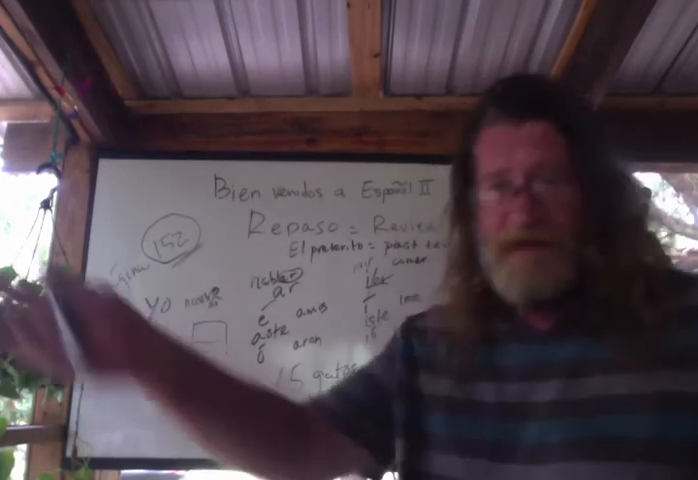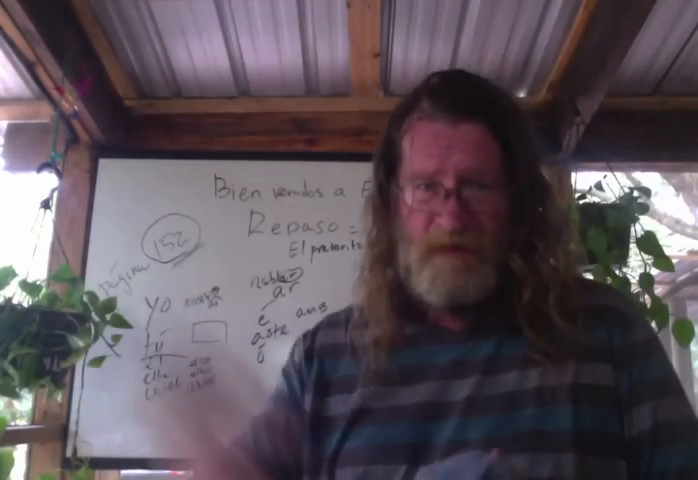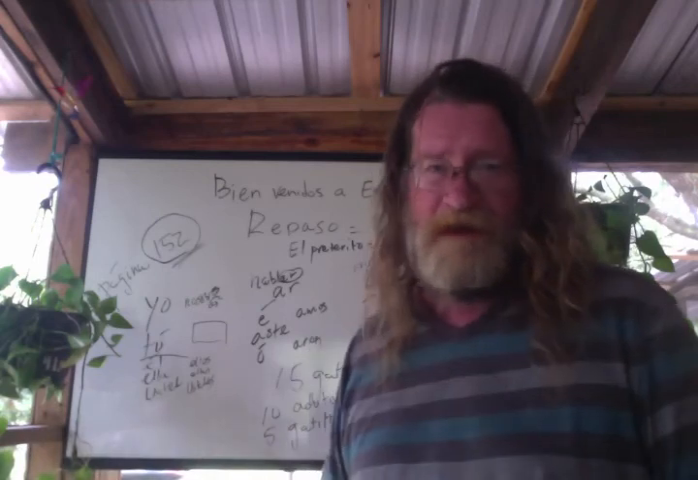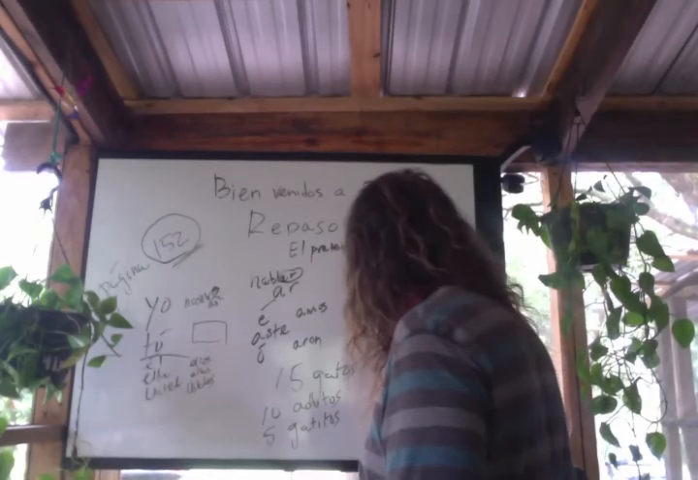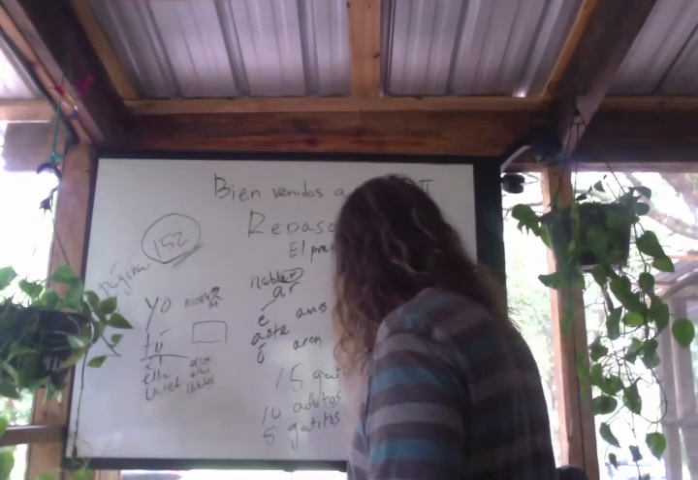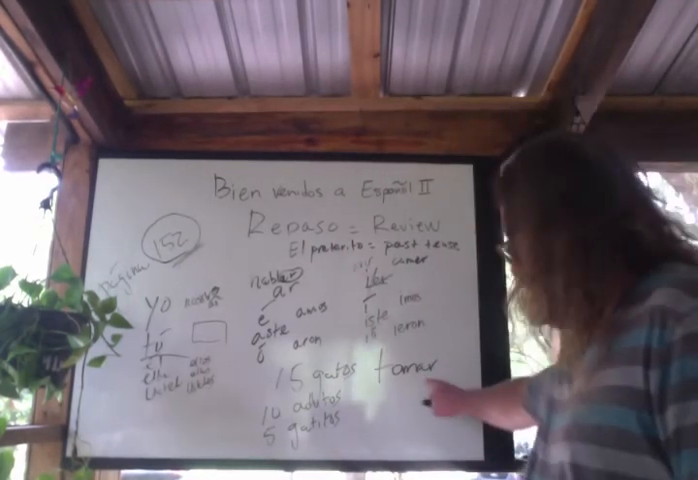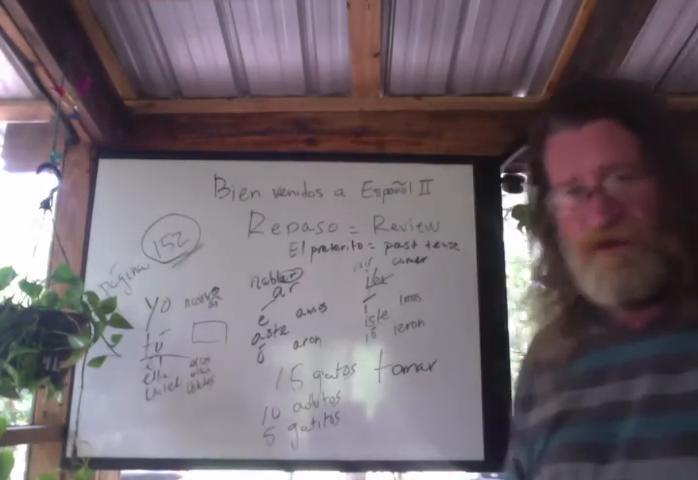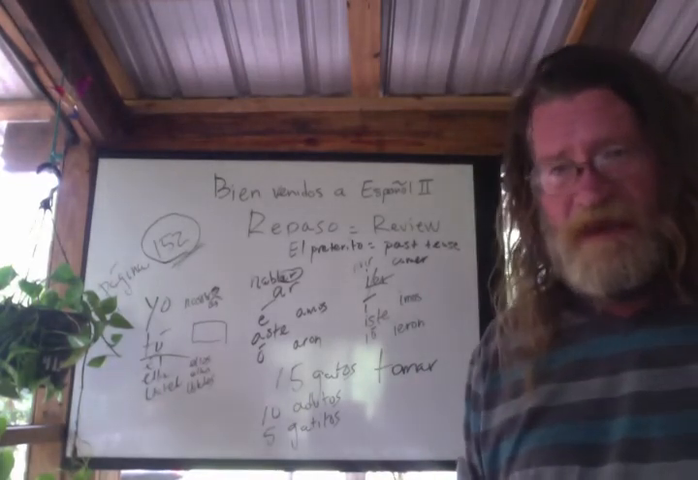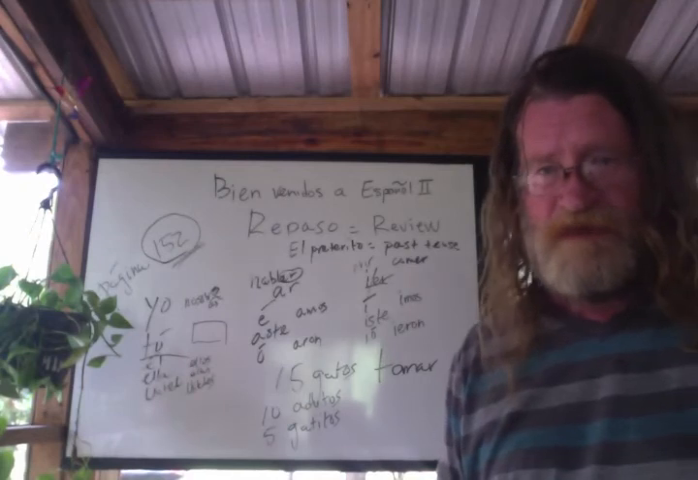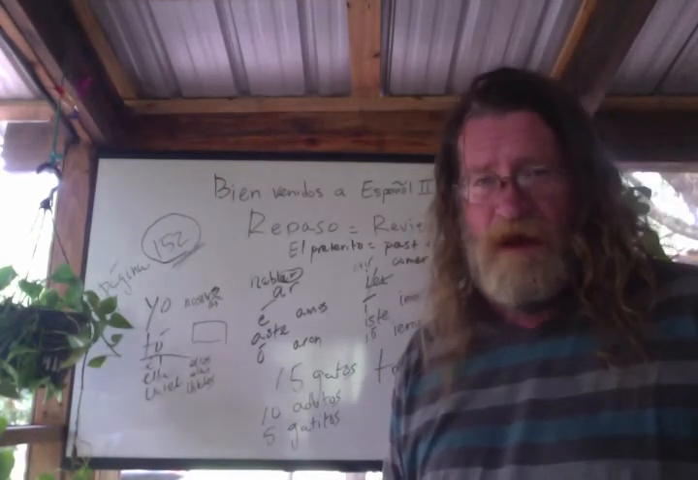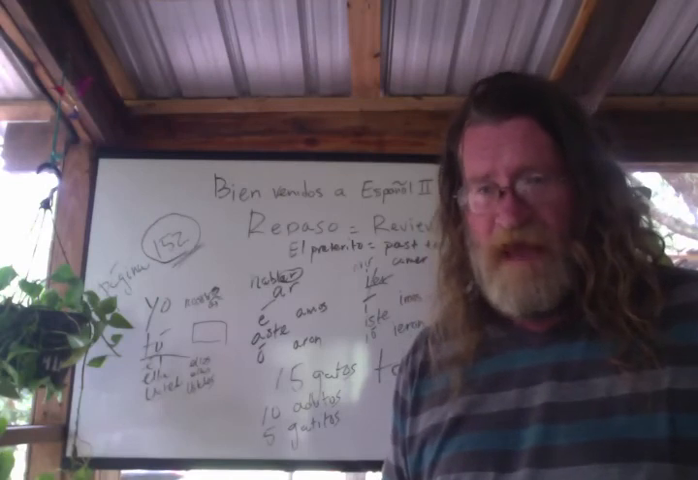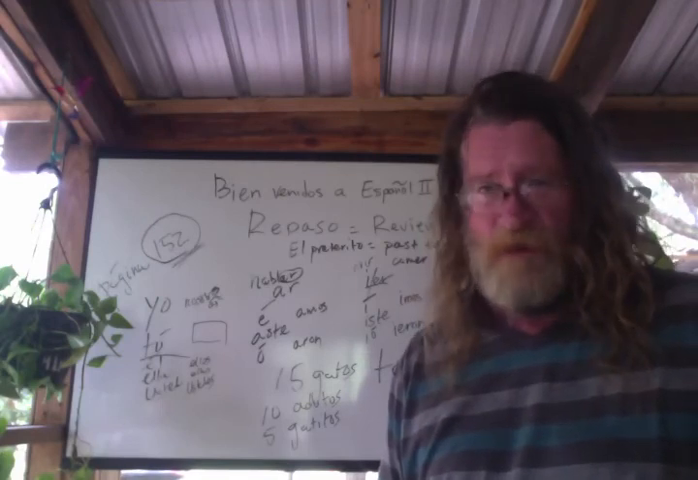But while I'm feeding the chickens and throwing them grain, I'd be saying something like, with the verb tomar. Tomar means to drink or to take. Yo tomo, tú tomas. Él toma, ella toma, usted toma. Nosotros tomamos, nosotras tomamos. Ellos toman, ellas toman, ustedes toman.